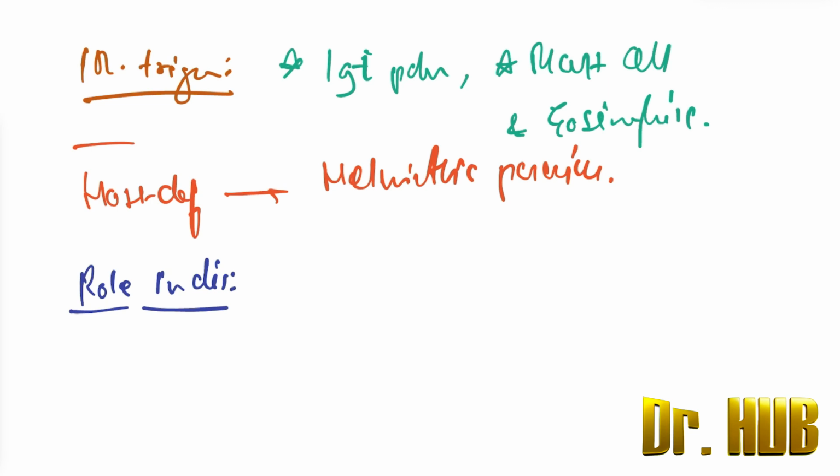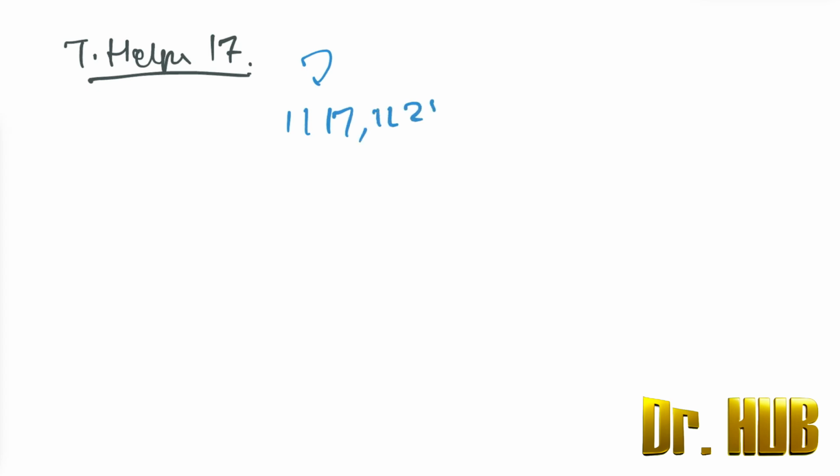Role in diseases is nothing but the presence of allergies. Next, it involves the T helper 17. So T helper 17, the major cytokines produced are IL-17 as well as IL-22.